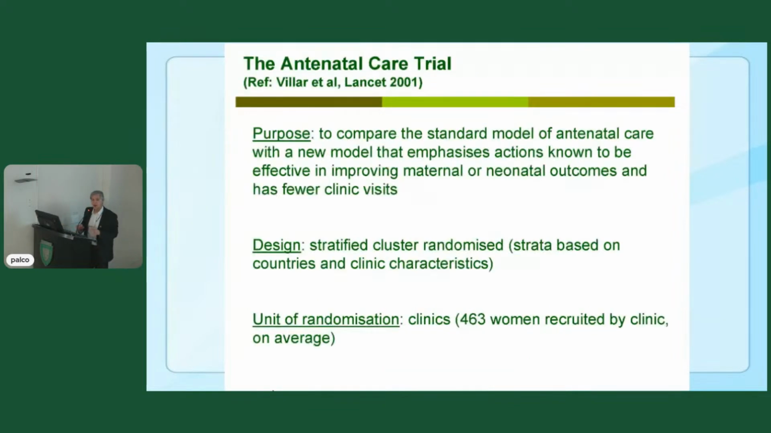Okay, so here we're good. We show an example of a cluster randomized design in which the unit of randomization is the cluster. Whatever the cluster is defined as, in this case, it is going to be clinic, and the unit of analysis is the patients. We still want to chase an effectiveness trial, understanding the effectiveness of an intervention. So we're going to compare the standard model of antenatal care, this is like babies, with a new model that emphasizes actions known to be effective and improve maternal and neonatal outcomes and has fewer clinic visits associated with that.